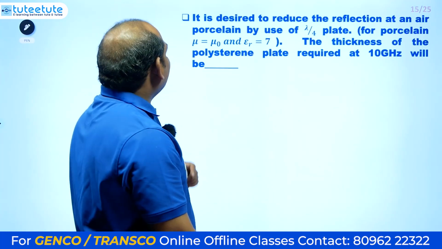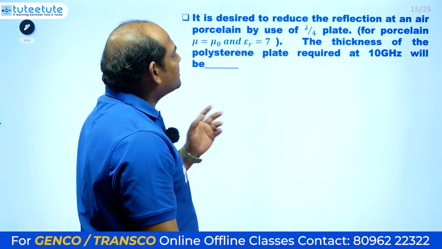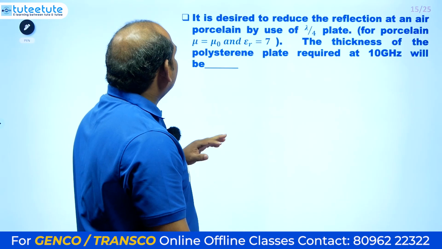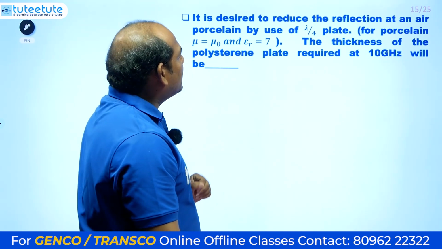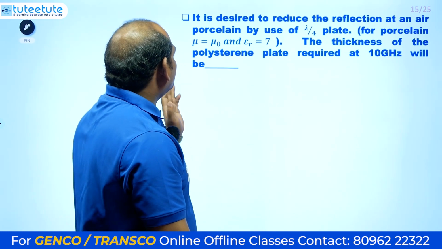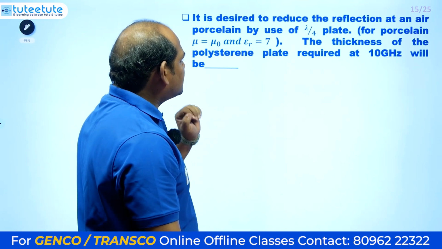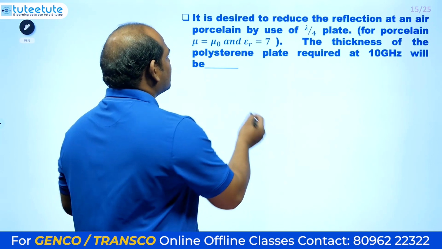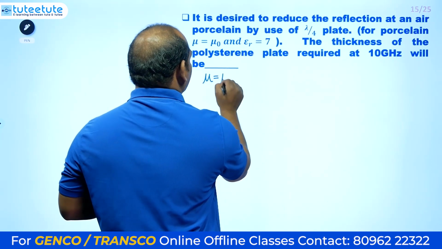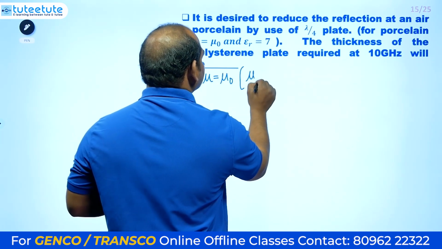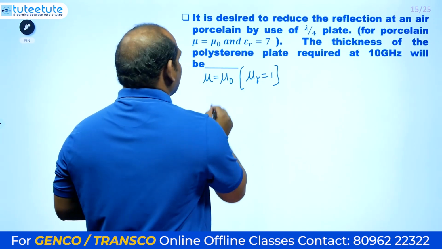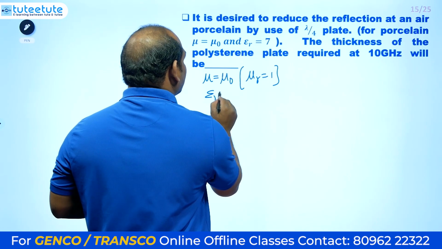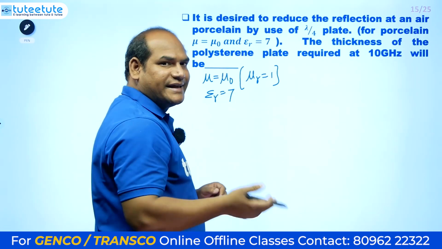Next question: it is desired to reduce the reflection at an air-porcelain interface by use of a lambda by 4 plate. For porcelain, mu is equal to mu naught and epsilon is equal to 7. So this is what they have given. Mu is equal to mu naught, that is nothing but mu r is equal to 1. Relative permeability is equal to 1, and they have given relative permittivity is 7 for that particular material.